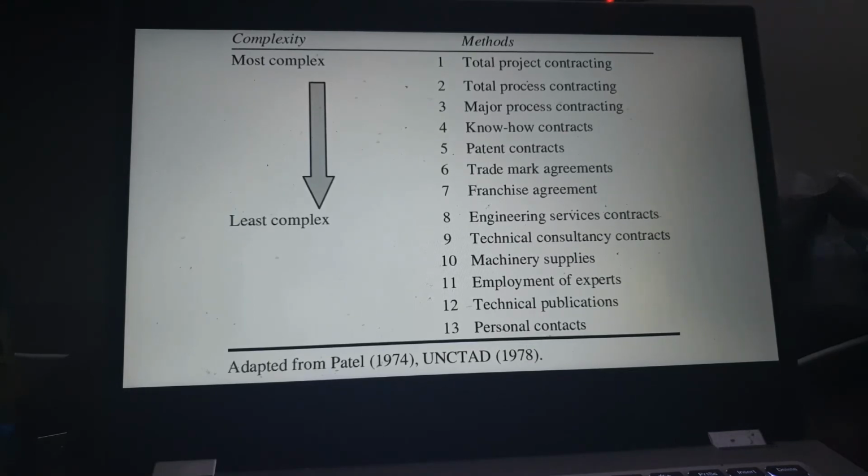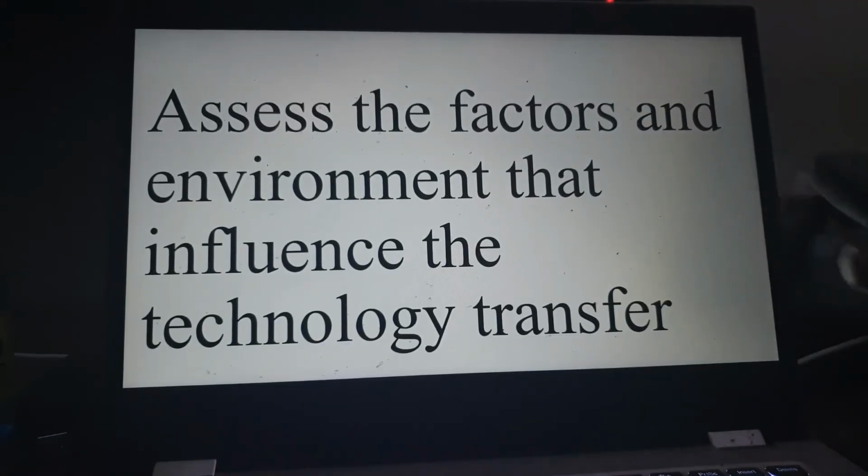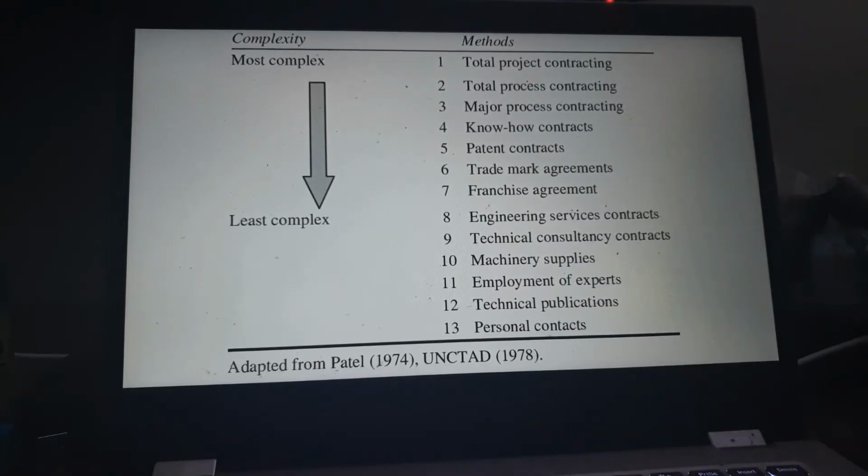Patent contracts. As we go down, trademark agreements, it becomes least complex. For example, number 13, personal contracts. So, again, pause your video and look at that list, the whole list from 1 out there up to 13. These are some of the methods of transferring technology.